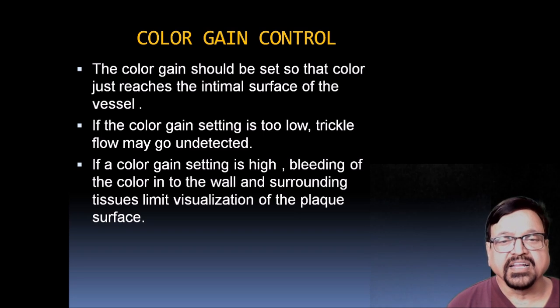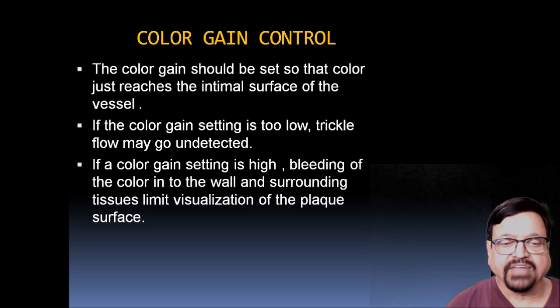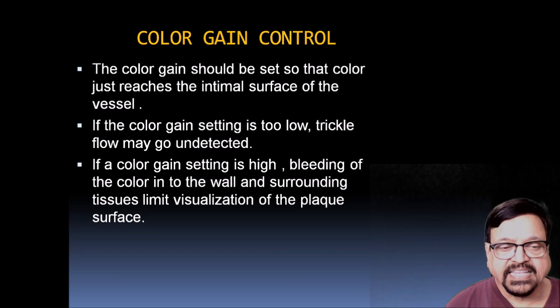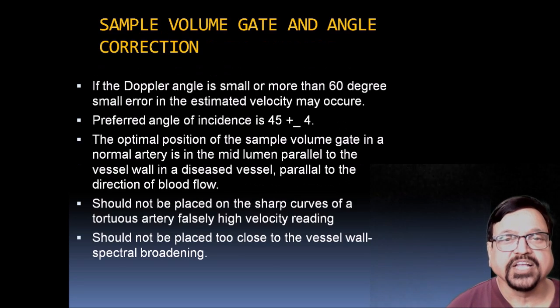Now, what are the color gain controls? The color gain should be set so that the color just reaches the intimal surface of the vessels. If the color gain setting is too low, trickle flow may go undetected. If the color gain setting is high, bleeding of the color into the wall and surrounding tissues will limit visualization of the plaque surface and give us a false reading.